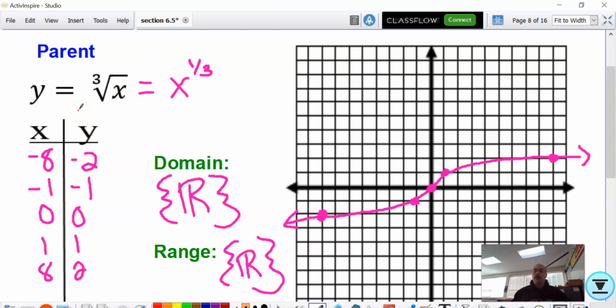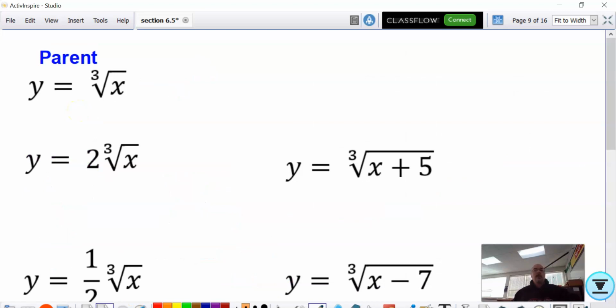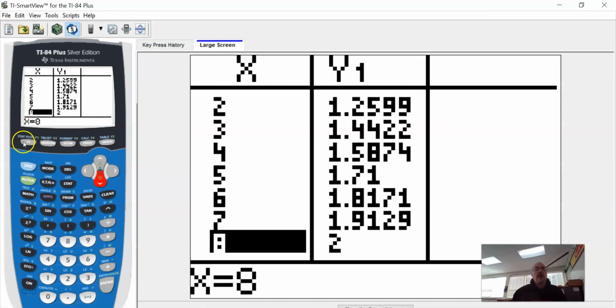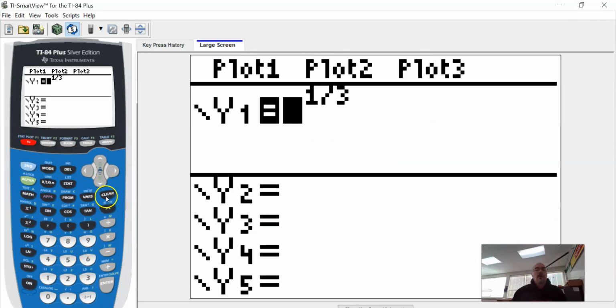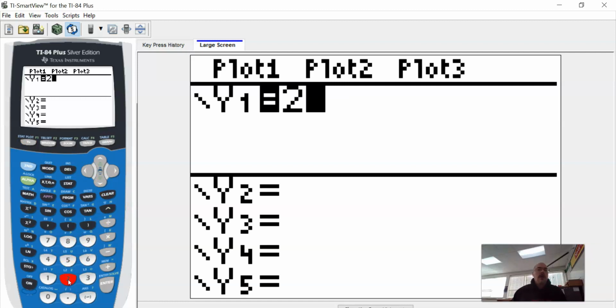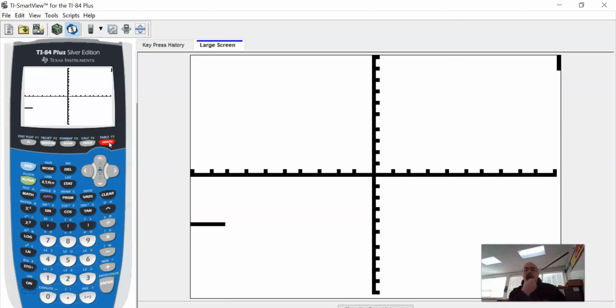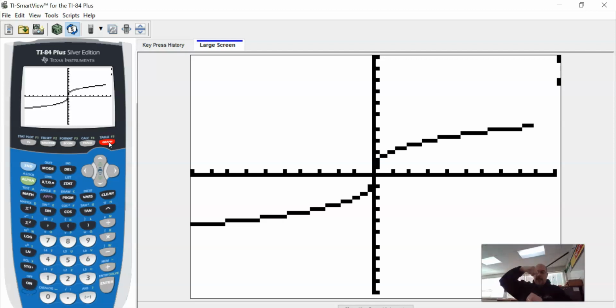So now we're going to go ahead and do a couple more and see what's going on. We got a whole bunch of different ones here. This one, we've got 2 times the cube root of x. Let's just go ahead and take a look at it, folks. So we're going to go 2, and then x to the 1/3 power. And let's look at the graph. Oh, look at that. It looks like it's gotten stretched, doesn't it?